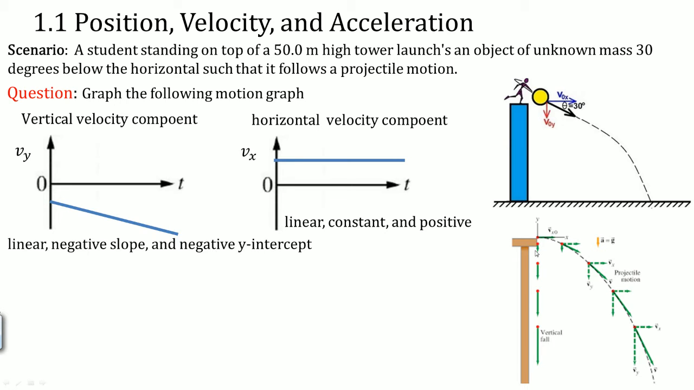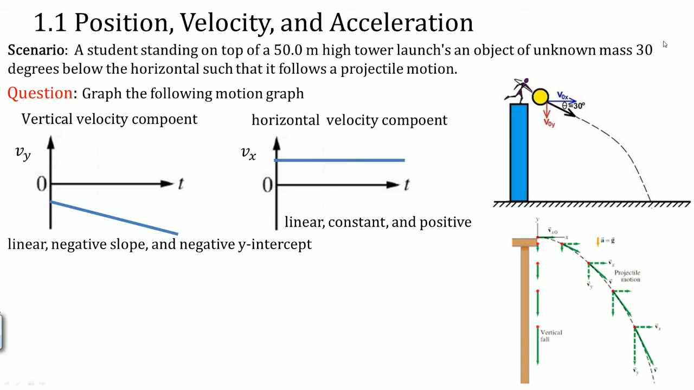That is why it is linear, to show that it is growing linearly. It has a negative slope because the size of it is going more and more downwards as time goes on, and it has a negative y-intercept because it has a negative value pointing down.